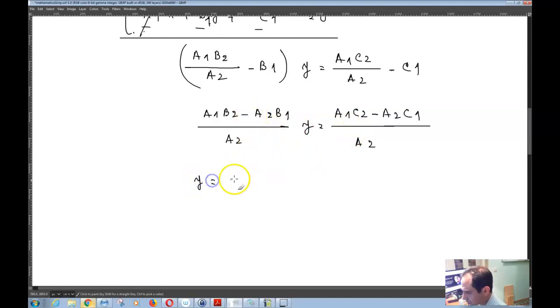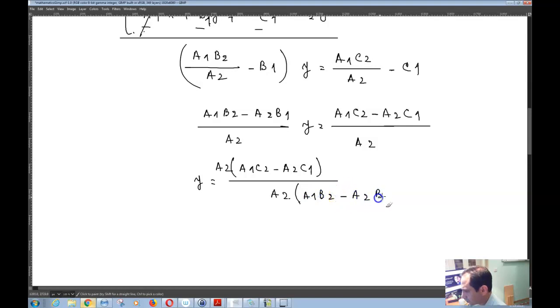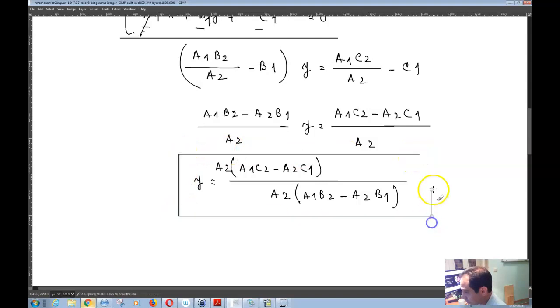So y is equal to a1c2 minus a2c1 over a2 times the reciprocal of this. So this is times a2, and over here you have a1b2 minus a2b1. So this is your y. This is the coordinate of your y.